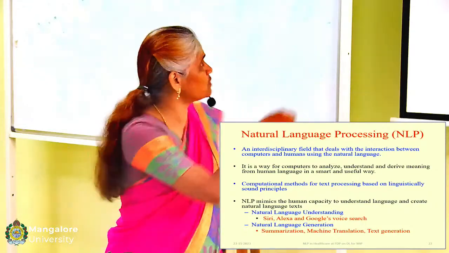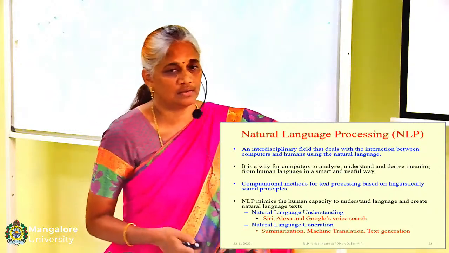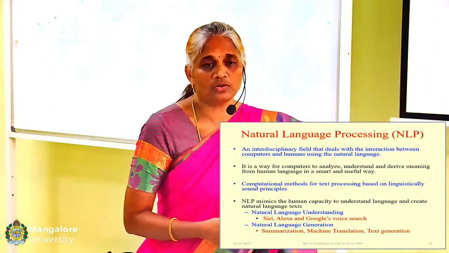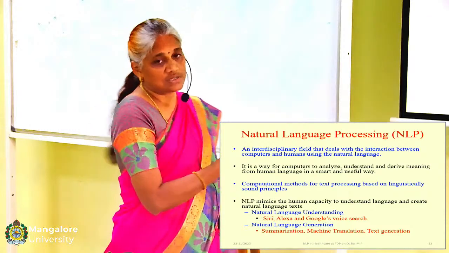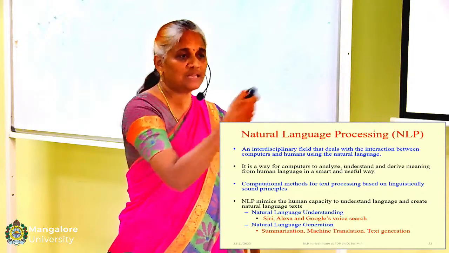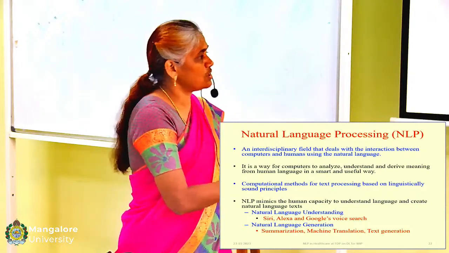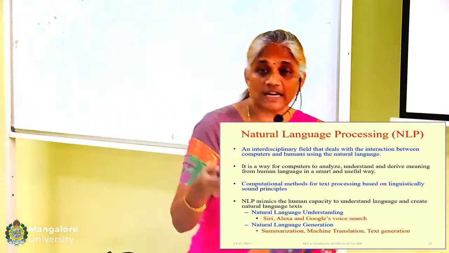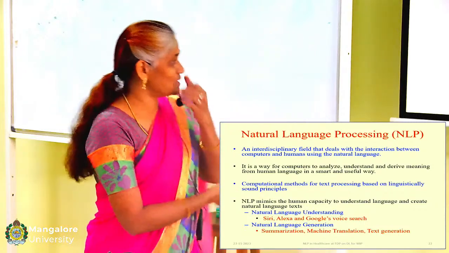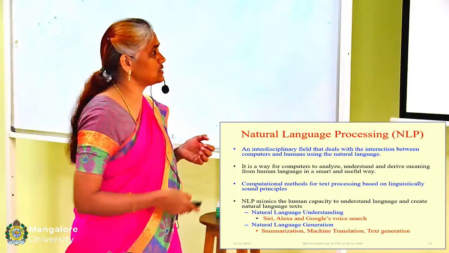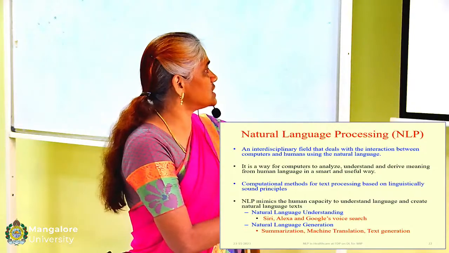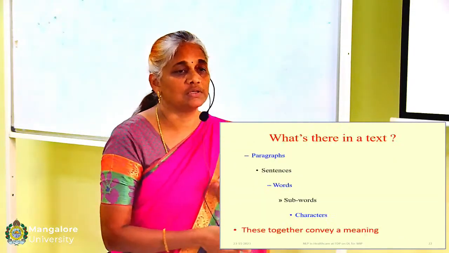I want to translate this into Kannada, Tamil, Telugu. That is the new text. It is not the same words, right? It is the words which have similar meaning in some other language. So these are all text generation. The ChatGPT, what does it do? It generates text, right? There are so many such applications used for natural language generation. So NLP mainly concentrates on natural language understanding and natural language generation.